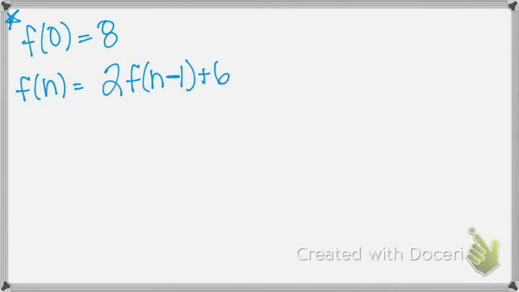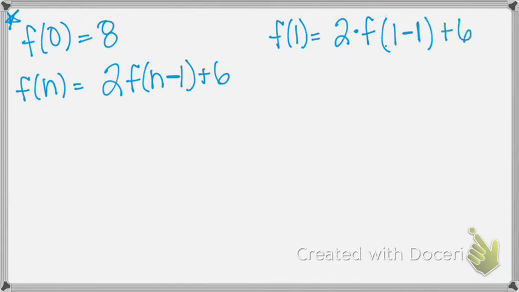So we are going to start by finding f of 1. So we've got 2 times f of 1 minus 1 plus 6. All right, we simplify. 2 times f of 0 plus 6. All I did was subtract 1 minus 1.